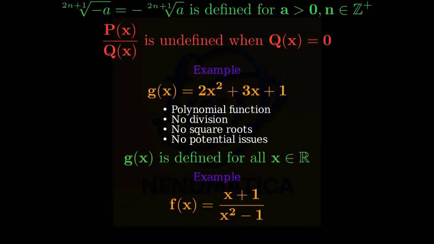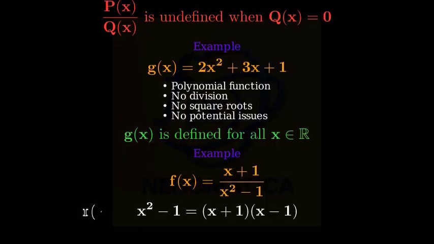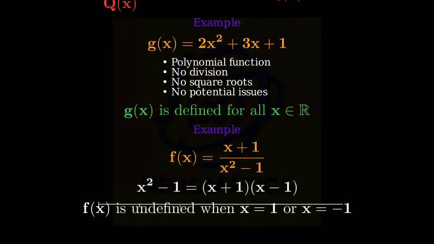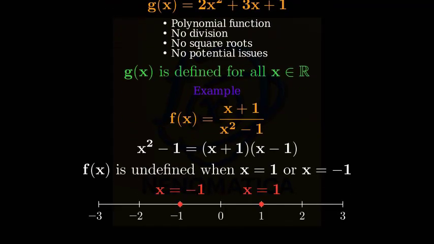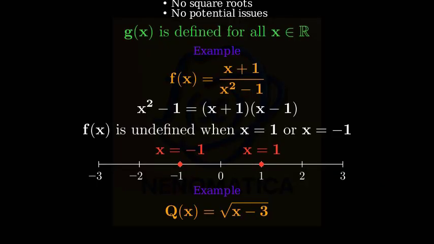F of x equals x plus 1 over x squared minus 1. We can factor the denominator as x squared minus 1 equals the product of x plus 1 and x minus 1. This expression will be undefined when the denominator equals 0, which happens when x equals 1 or x equals negative 1.